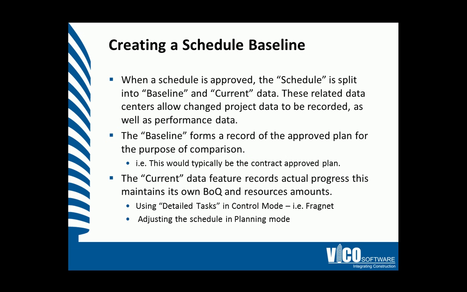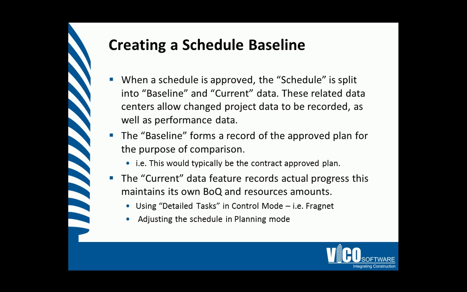When we approve the schedule, we're essentially approving the baseline. The schedule is then split into a baseline and current dataset. These related data sets allow the change project data to be recorded, as well as performance data to create the comparison. The baseline forms a record of the approved plan for the purposes of comparison. For example, this would be when we have typically achieved the contract approved plan.